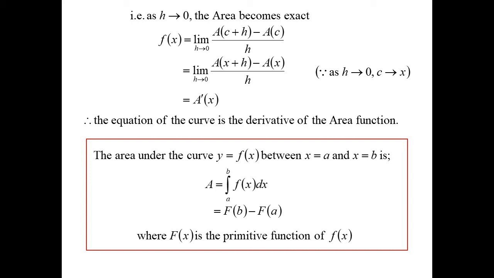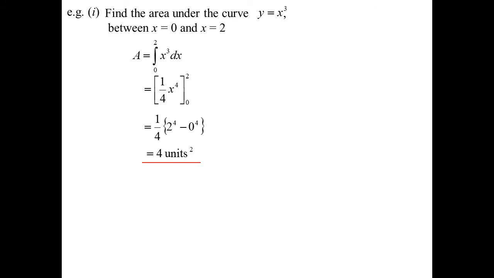So it's lovely, and then all we've got to do is use integration, find that primitive function, find the area. So let's now find that exact value. The integral of x cubed dx: add 1 to the power over the power, sub in, and yes indeed, we got 4 units squared.